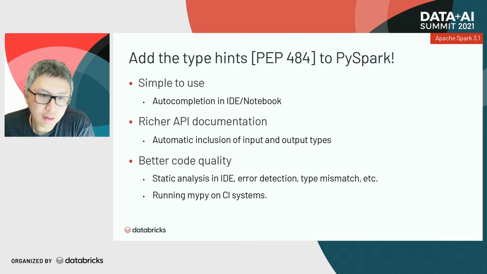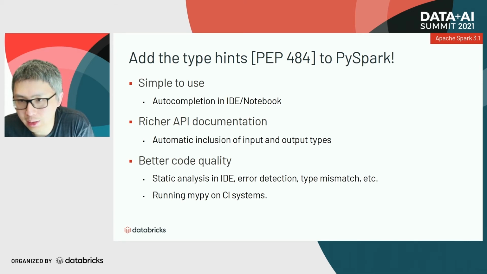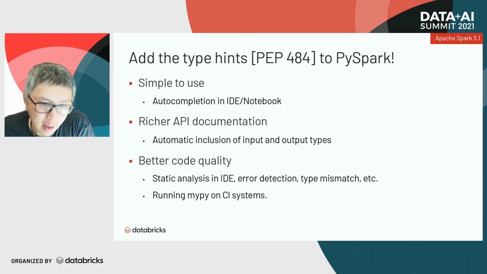And also, the added type hints help us improve the API reference doc. The doc can automatically generate the input and output types based on the hints. More importantly, it improves the code quality. Type annotations enable IDEs or MyPy to detect errors without running your Python code. In Spark, we already run MyPy in our CI systems to capture bugs.